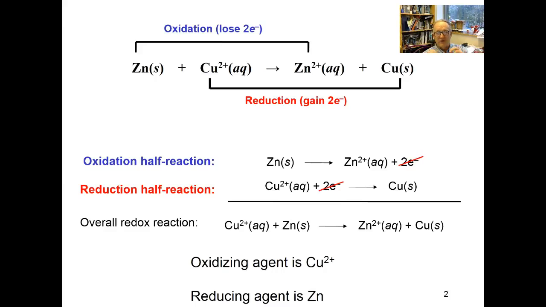So the oxidizing agent is itself reduced. The reducing agent is itself oxidized. The reducing agent causes something else to be reduced. The oxidizing agent causes something else to be oxidized. A little bit confusing, but think about it and make sure you got that straight.